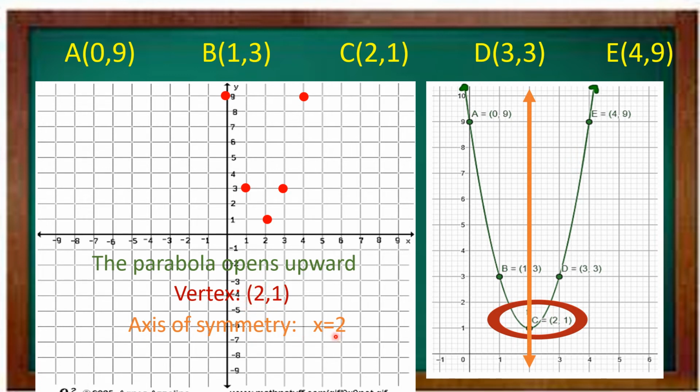So, ganun lang kadali malaman yung axis of symmetry. Kailangan po equation po siya. So, x is equal to 2. Hindi lang po 2. X equals 2. Kung ano man po yung x, value ng x nyo dito sa vertex. Okay?